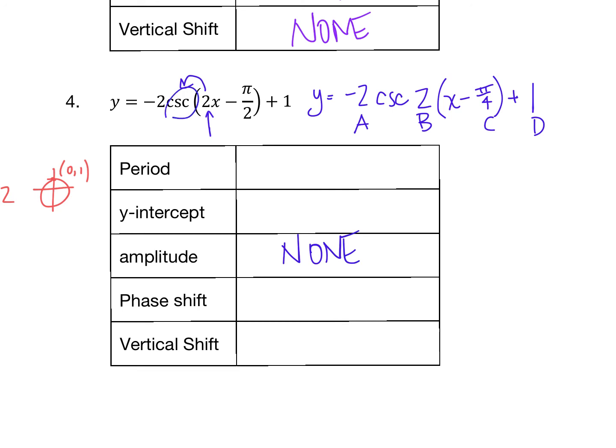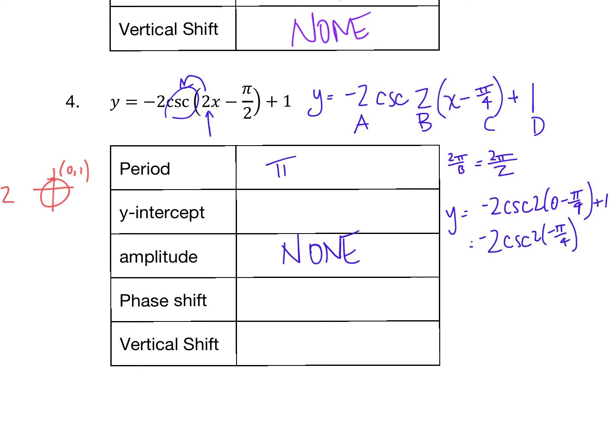Okay, here we go. The period is 2pi/b, in this case 2pi/2, which equals pi. Let's plug in a 0 to figure out the y-intercept. So -2 cosecant of 2, 0 minus pi/4 plus 1. So -2 cosecant of 2 of negative pi/4 plus 1. Now I'm going to have to actually multiply that. So 2 times negative pi/4 is negative pi/2 plus 1.